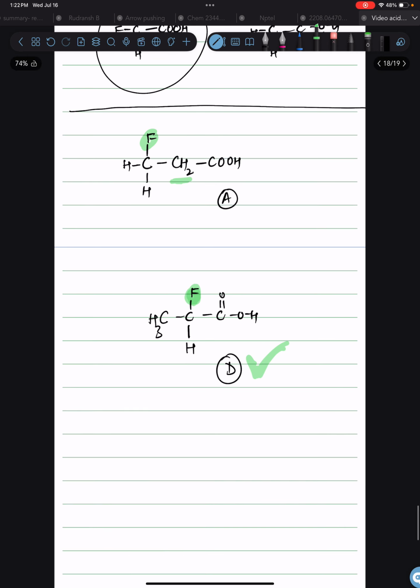Okay, so this is how inductive effect helps us in predicting or comparing the acidic strength of two or more different acids. Let me know if you have any questions related to that. I would definitely get back to you with the answers to your queries.